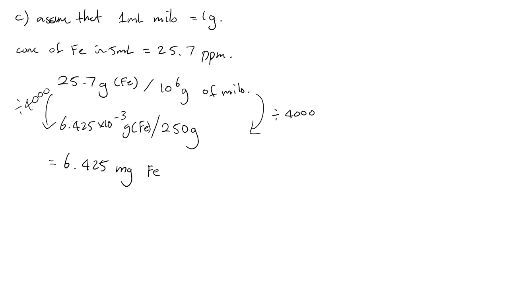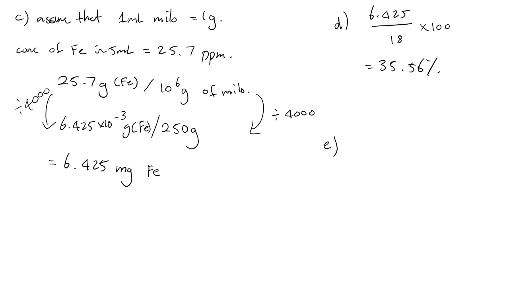Now let's move on to part D. Part D states the recommended daily allowance of iron for people over the age of 11 years is 18 milligrams. Calculate the percentage of your RDA that a 250 milliliter glass of Milo provides. That's very easy. We do 6.425 over 18 because that's the recommended daily allowance. Now we times by 100 to make it into a percentage. And that is 35.56%.